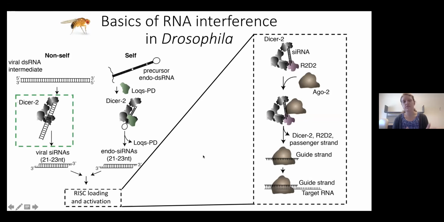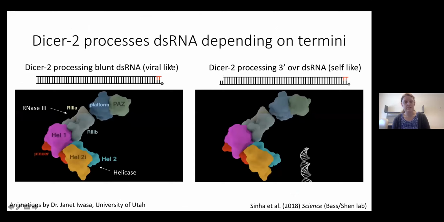Now I'm going to direct you to dicer2 for a moment to talk about the biology and the structural information we know about this protein. Dicer2 is a unique enzyme in which it's able to process double-stranded RNA depending on the termini or the end of that RNA. This first video I'm going to show you is how dicer processes blunt double-stranded RNA, which represents viral-like.